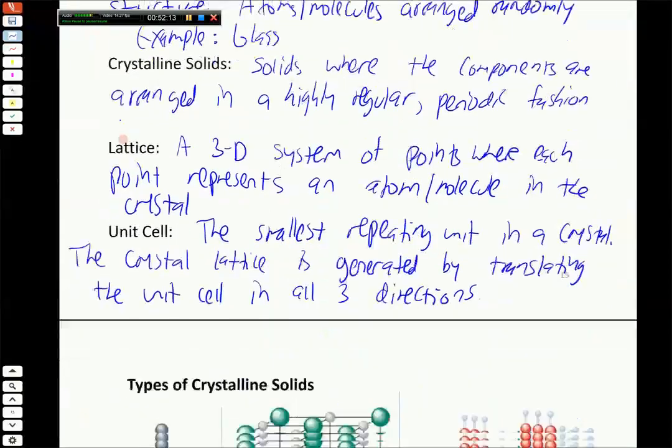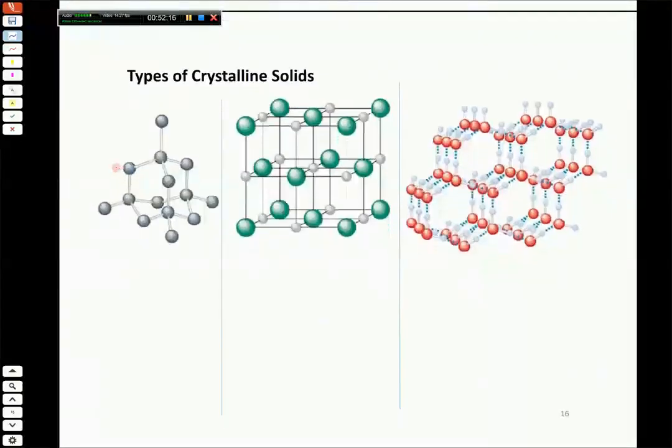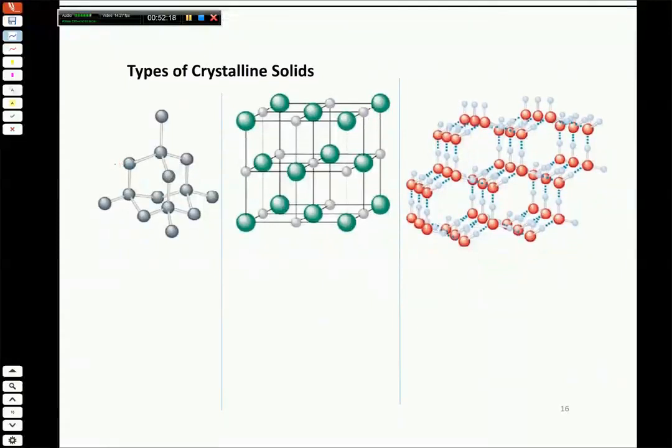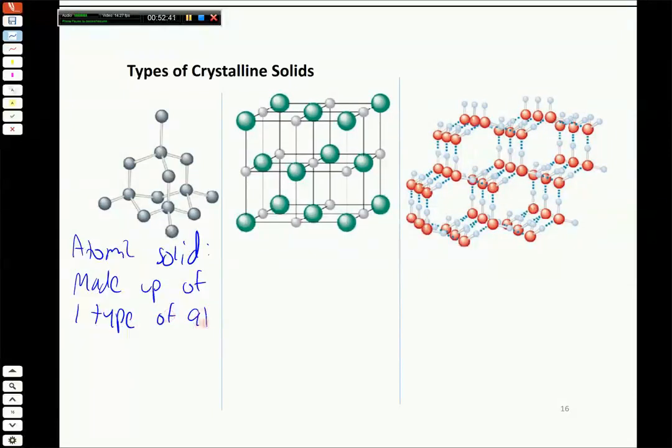So there's going to be then within crystalline solids a few different types that we'll deal with and some of their key properties, and we're going to get into more details of each of these. So the first one is called an atomic solid. And as the name implies, this is a solid that's made up of one type of atom. And so examples of atomic solids, one that we're all probably familiar with is diamond.